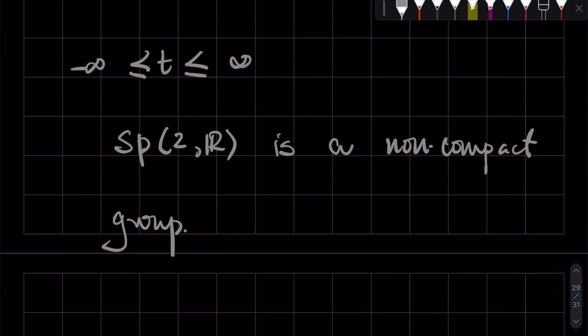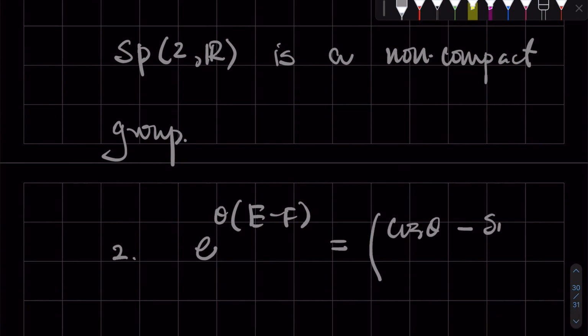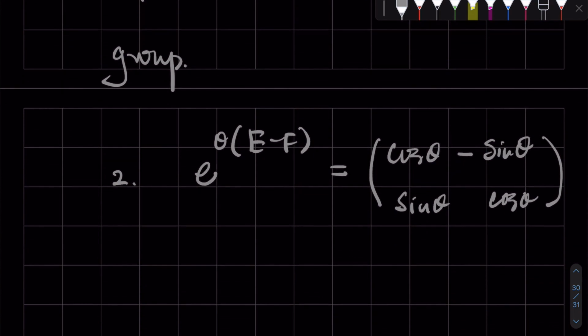Okay, what about any other subgroups? There's another subgroup of Sp(2,R) which is generated by E minus F. If I take e to the power theta times (E minus F), it can be shown that this is nothing but [cos theta, -sin theta; sin theta, cos theta], which is nothing but the group SO(2).